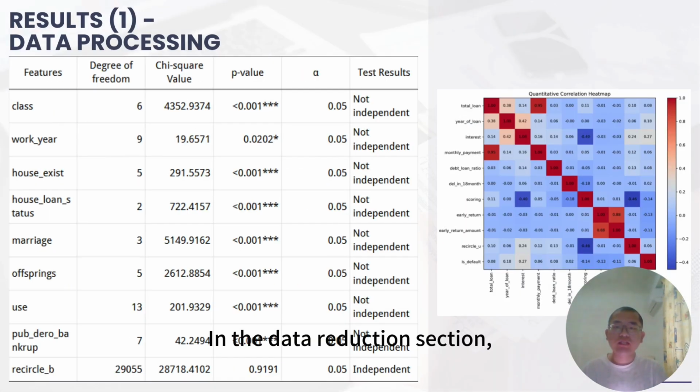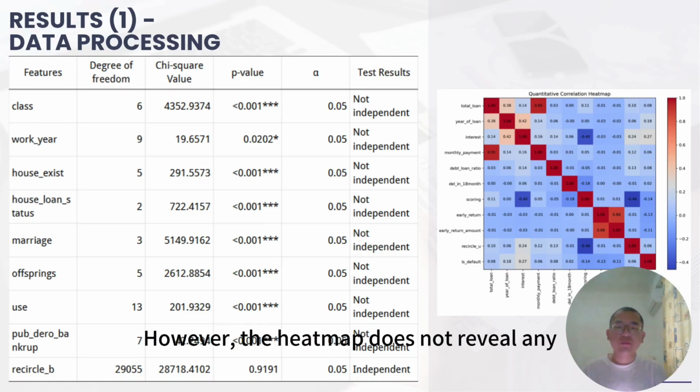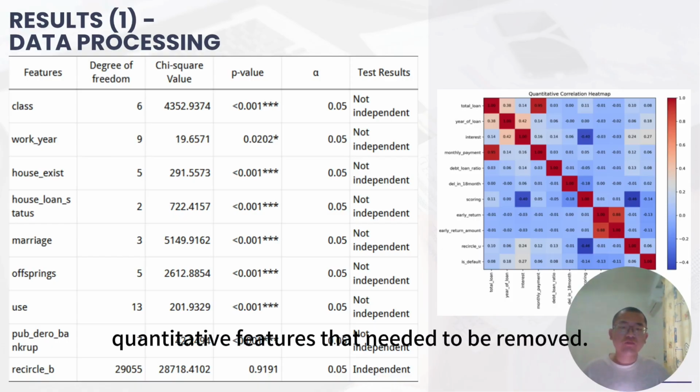In the data reduction section, the p-value indicates that recircle B is not an independent feature and needs to be removed. However, the heat map does not reveal any quantitative features that needed to be removed.